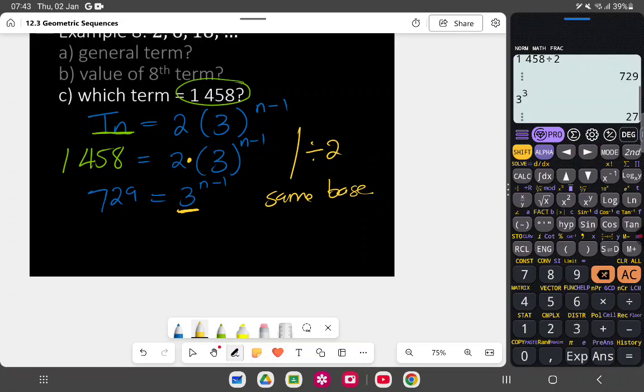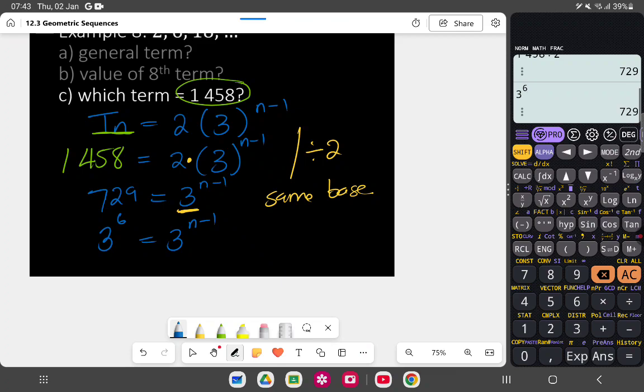That gives us 27. Go back. 3 to the power of 5 is 243. 3 to the power of 7 is 2,000. Okay, so it's not 5, it's not 7. Let's try 6. 6 works. 3 to the power of 6 is 729. Okay, so on the left hand side it becomes the base of 3 to the power of 6 is equal to 3 to the power of n minus 1. Are you happy with that? I'm happy with that. Are you happy with that? That is perfect. Okay, now what did we just do? You solved for the exponent.